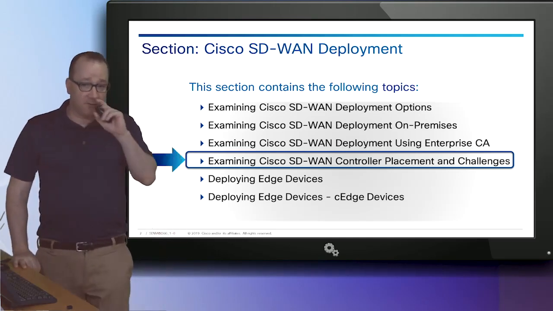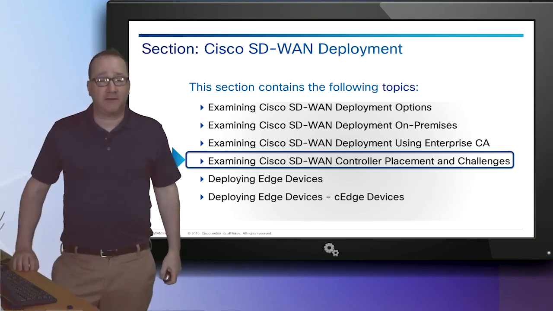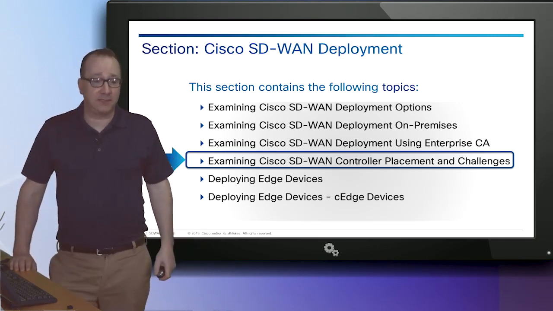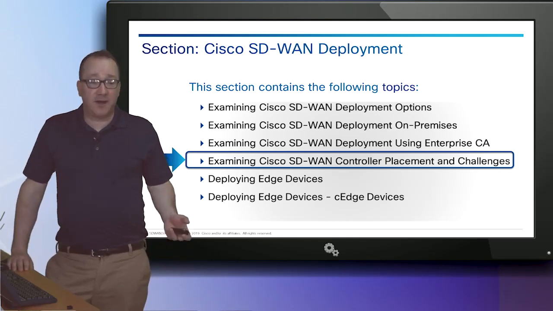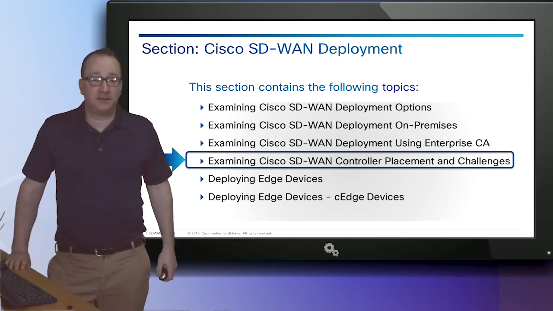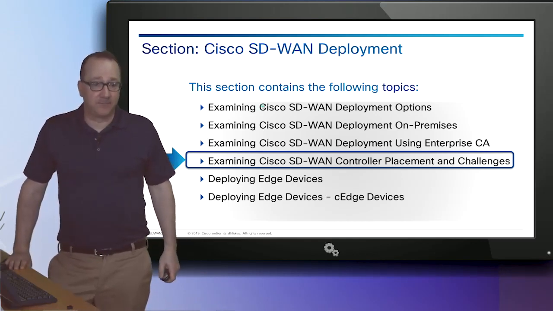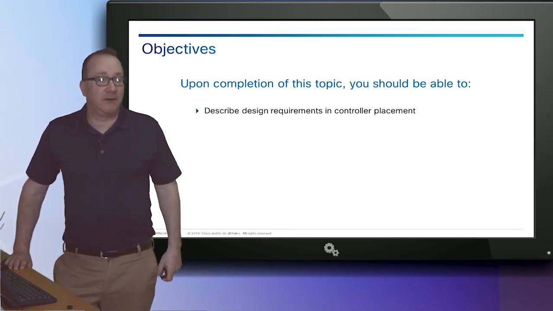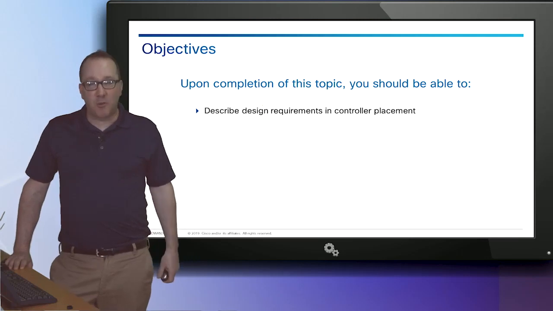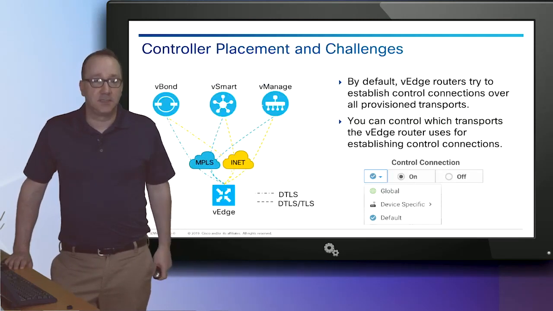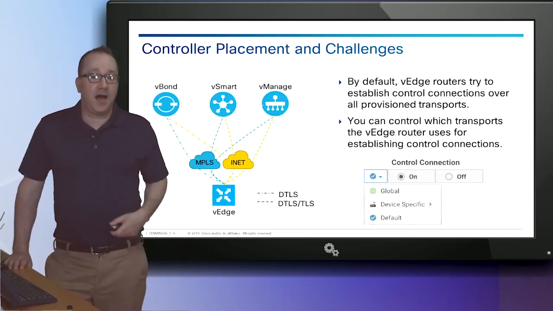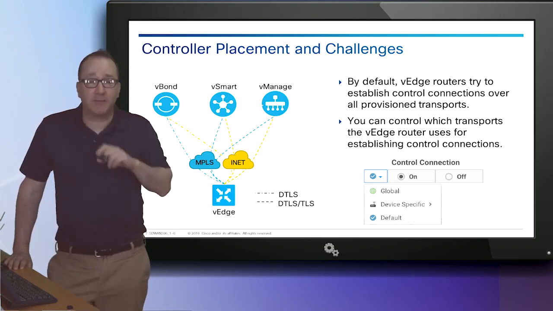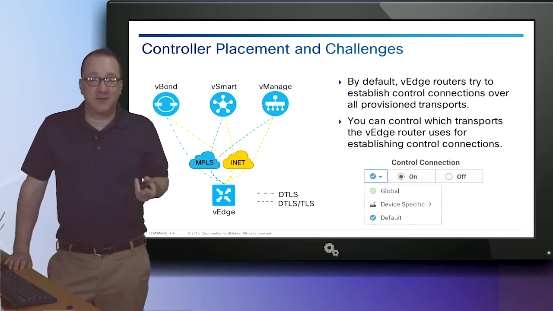This lesson is going to cover where we place these in the public or the private cloud, or where in the enterprise we place them. And if you're a managed service provider, where would we set up to use that enterprise certificate authority? So when we're done, you should be able to set up the design requirements on where we should place these controllers. Placing controllers has specific challenges regarding reachability, NAT, and so forth.